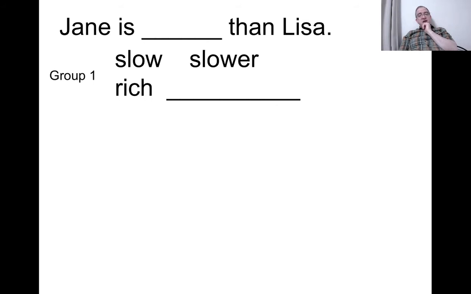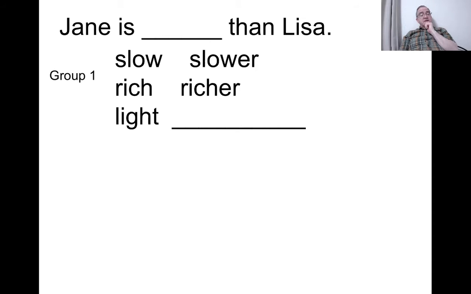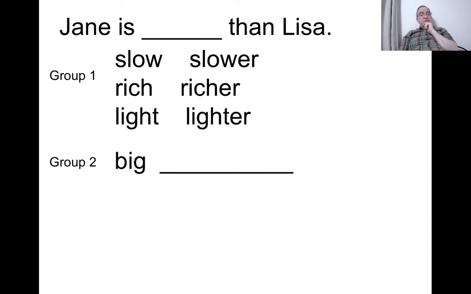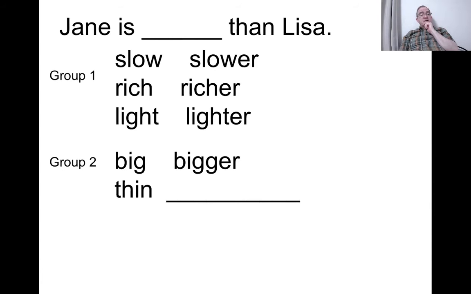Okay, rich. How would you say that? Jane is richer. Okay, I want you to try to answer aloud in your room as you're listening. Try to answer these by speaking, okay? Jane is richer. Light. Jane is lighter than Lisa. Big. Jane is bigger than Lisa. Now notice the double G. Thin. Jane is thinner than Lisa.